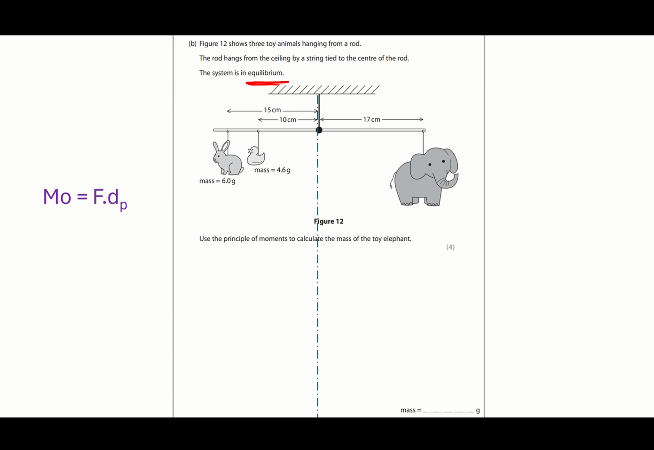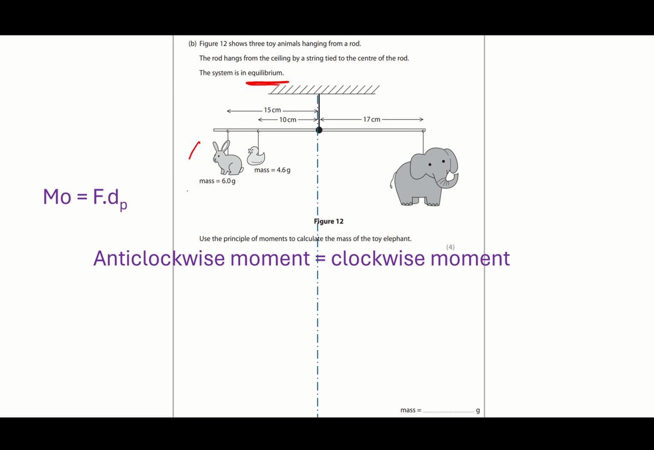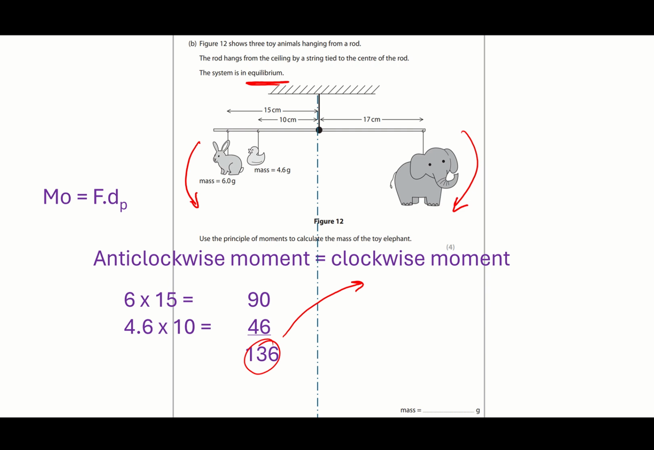So turning moment equals the force times the perpendicular distance. Now let's state it. So the anti-clockwise moment must equal the clockwise moment. Here is the anti-clockwise, here is the clockwise. And I've written it that way rather than the other way around because that links to the actual diagram. So on this side, I've done the rabbit. 6 times 15 is 90. I've taken the duck. 10 times 4.6 is 46. Added it together. That's now got to be moved over to here.